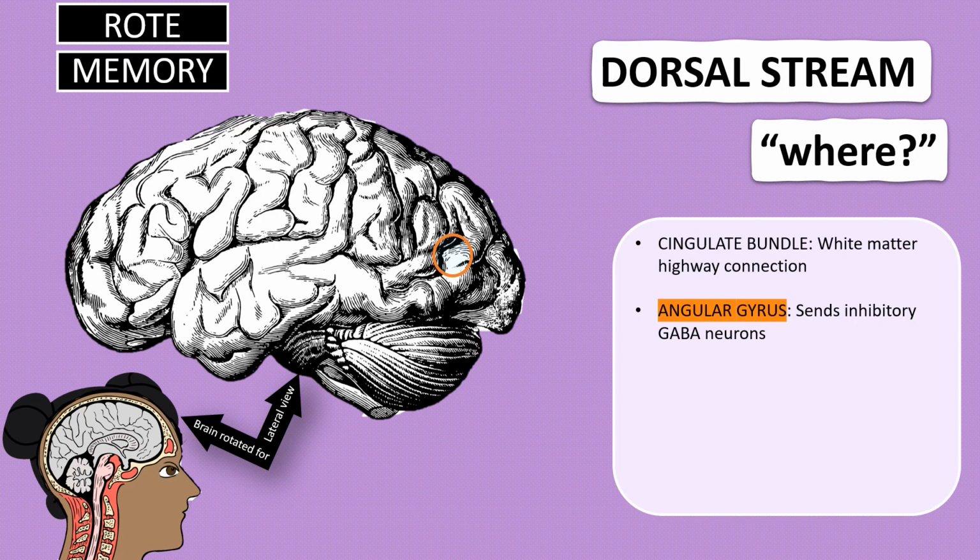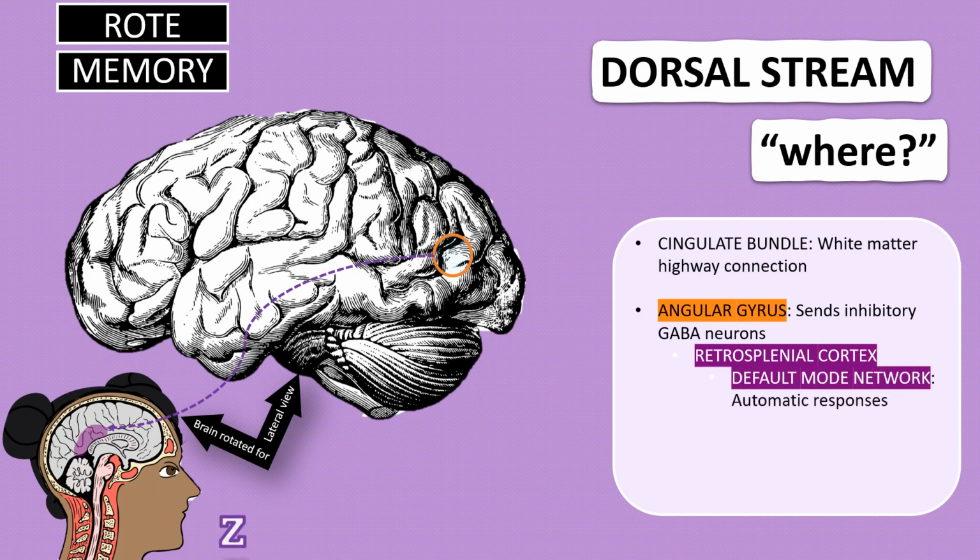During rote memory retrieval tasks, the angular gyrus suppresses the activation of the calculation route using inhibitory GABA neurons sent to the retrosplenial cortex, found here in the medial inferior parietal lobe. This encourages a default mode. The default mode network is most associated with a resting state. However, it is also the primary location for automatic cognitive responses, like overly learned math skills.